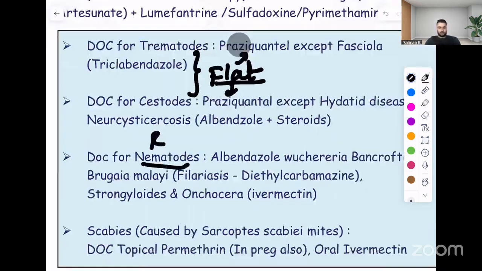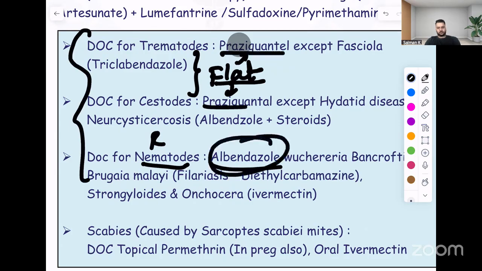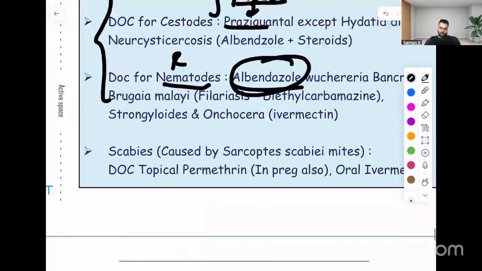Roundworms, nematodes, we give albendazole. There are exceptions that are written there that you need to read. Whole of the worms are treated by two drugs more or less: praziquantel and albendazole. Like in your parasitology, the worms are treated like this.